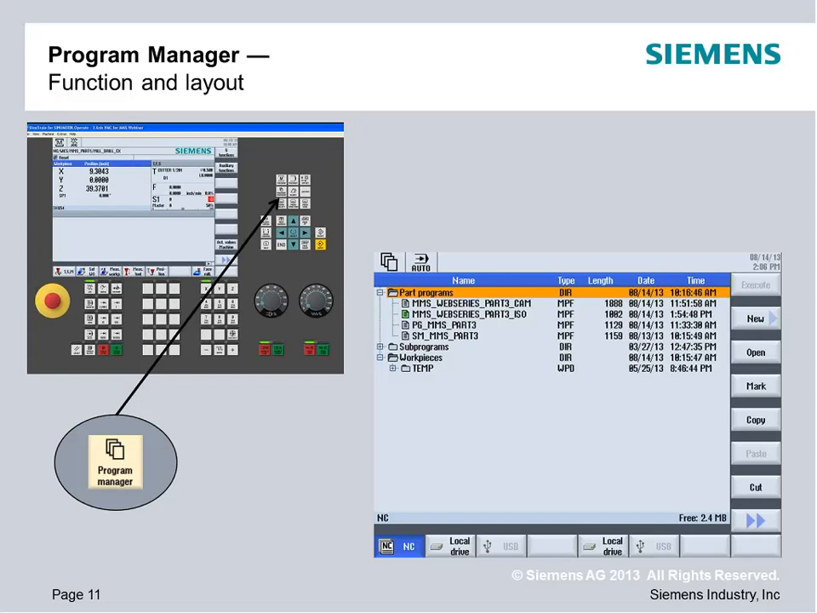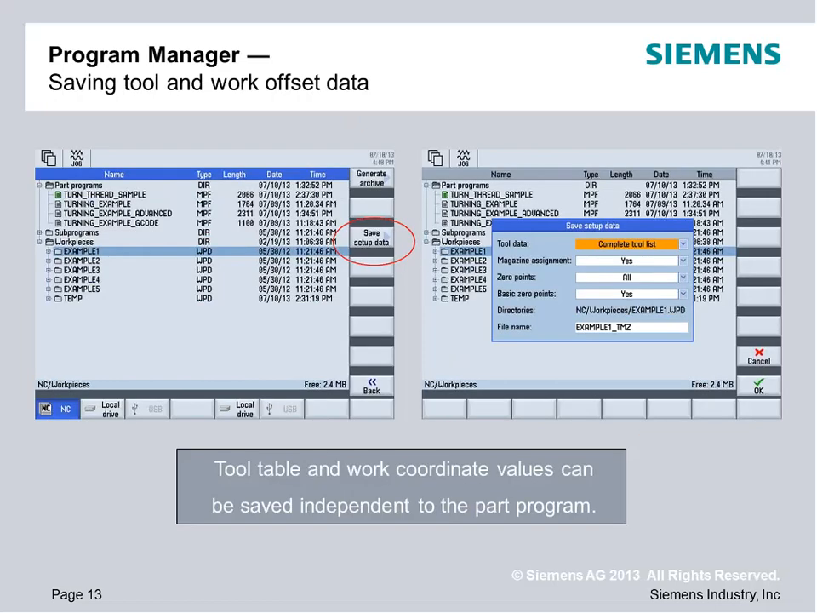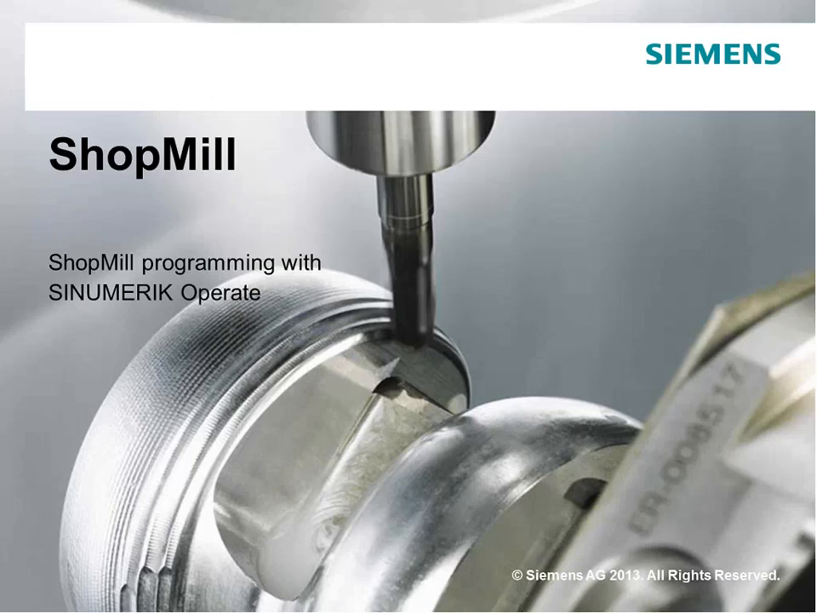We're going to look at some of the layout and features. We're going to look at directory structure, how I start to create programs, and maybe some of the other tools within Program Manager, like saving my setup data. And then from there, we'll transition and start creating our first program, which will be ShopMill.